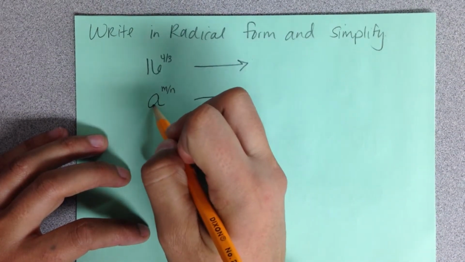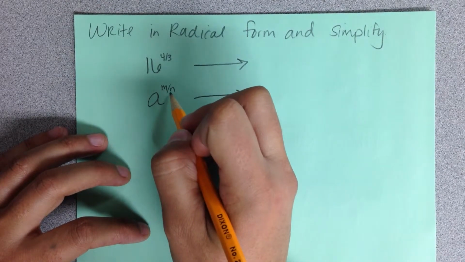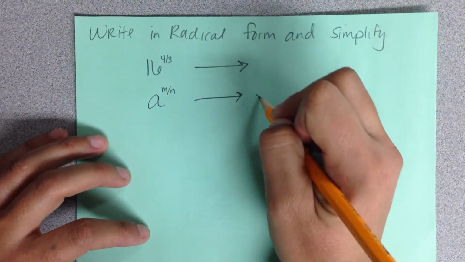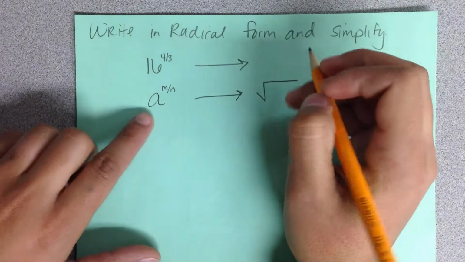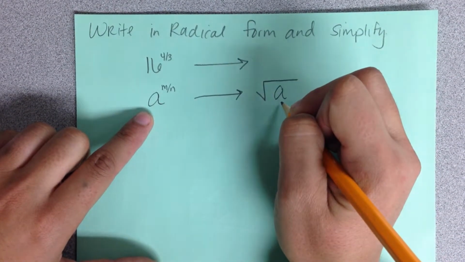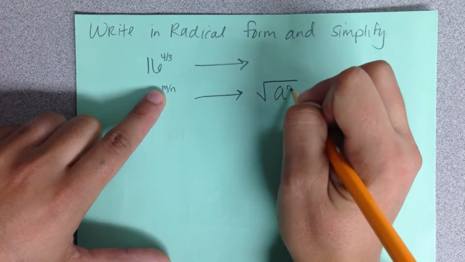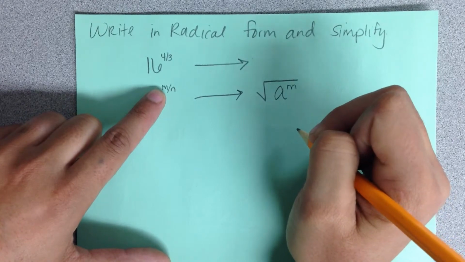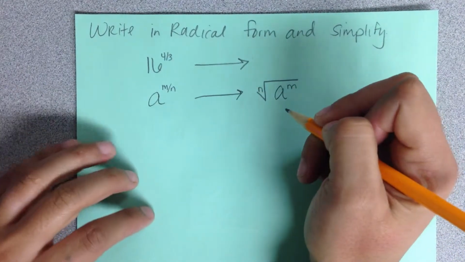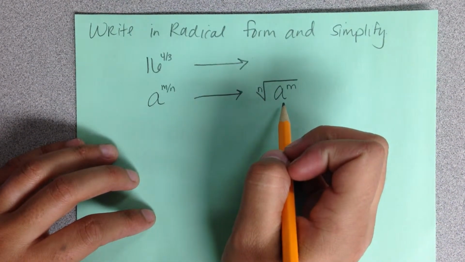So here a is our base, m is our numerator, n is our denominator, and we're going to change it to radical form by writing a radical. Our base of a is going to become our radicand, what's inside the radical. M, our numerator, will become our exponent of our radicand. And n, our denominator, will become our index. So you can change from exponential form to radical form.